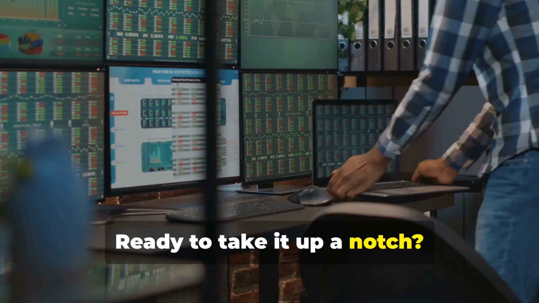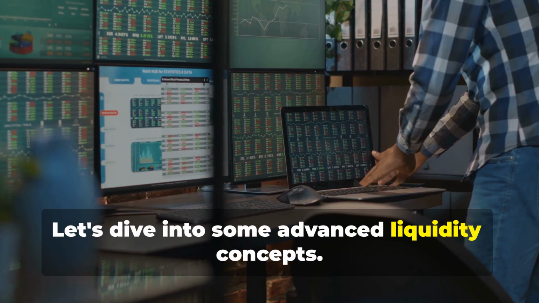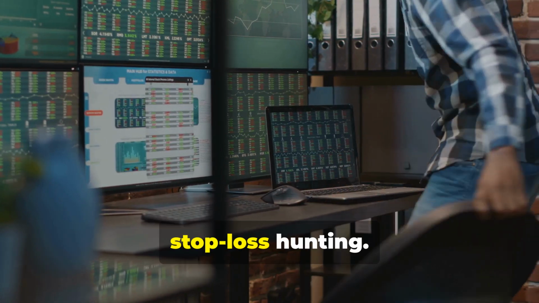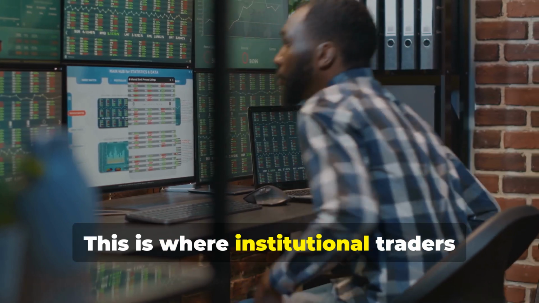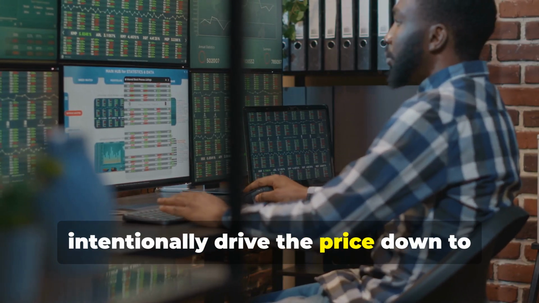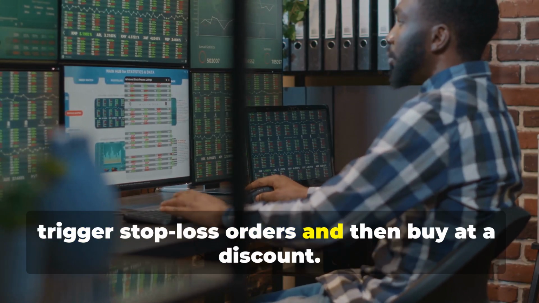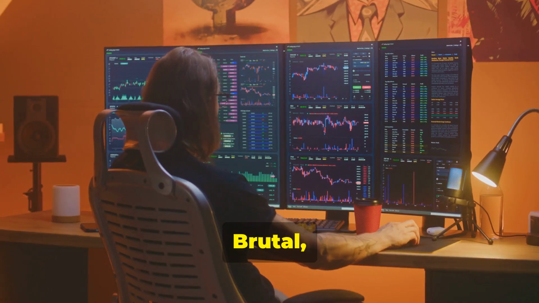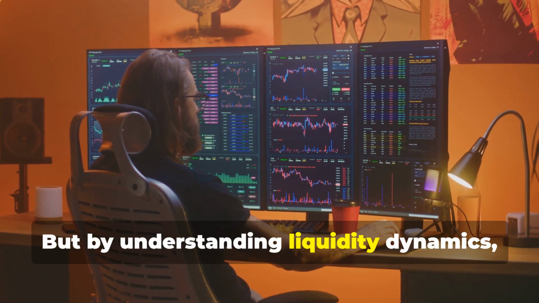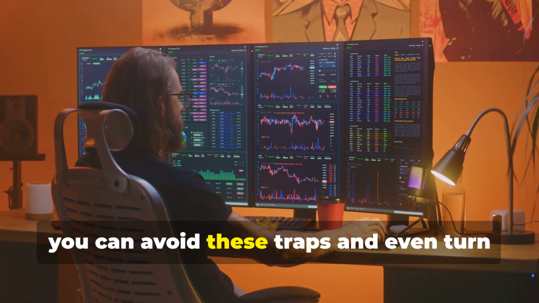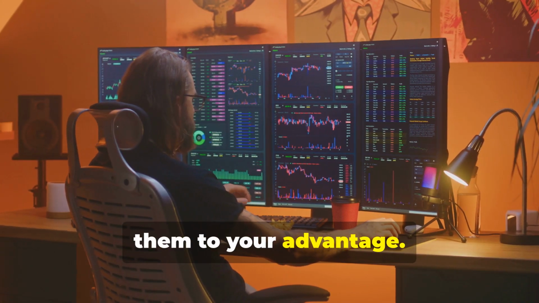Ready to take it up a notch? Let's dive into some advanced liquidity concepts. First up, stop-loss hunting. This is where institutional traders intentionally drive the price down to trigger stop-loss orders and then buy at a discount. Brutal, right? But by understanding liquidity dynamics, you can avoid these traps and even turn them to your advantage.